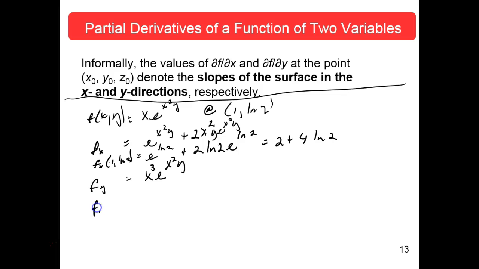Let's do our f sub y evaluated at 1 log 2. Eyes are just stinging. Well, 1 cubed is still 1. E to the 1 squared times log 2 is e to the 1 times log 2, so that would just be e to the log 2, which again you said was 2. All right.